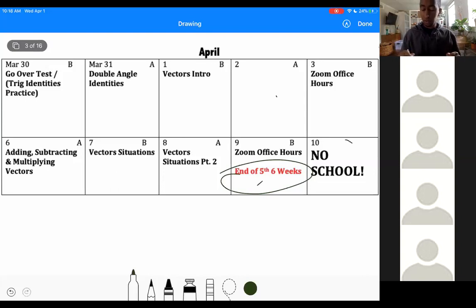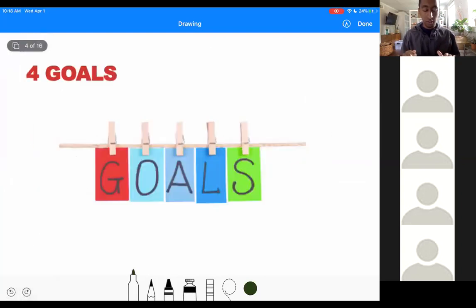And then you have a 4-day weekend, actually. I don't know if y'all know that, but you have no school on the 10th, and then you have no school the following Monday. So that's nice. That's something to look forward to there. All right, so we'll go ahead and get started.